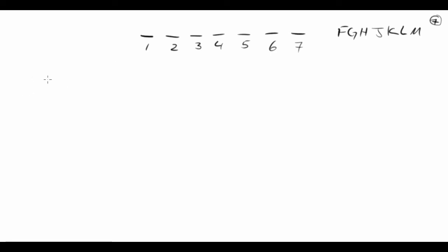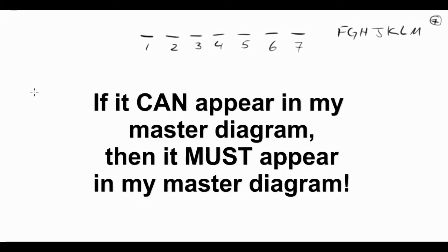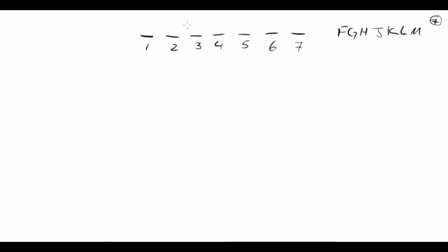And the first rule is a static rule. And a static rule is a rule that tells me where a variable is going to have to go. And static rules are going to often appear in my diagram because if it can be put in my master diagram, it must be put in my master diagram. So F views the site on day 3 or 5.